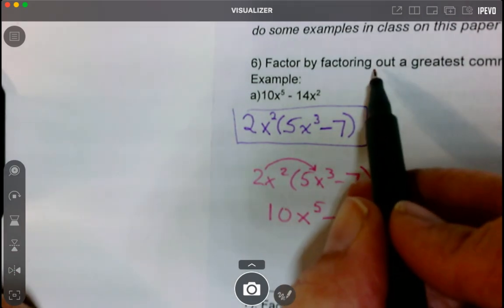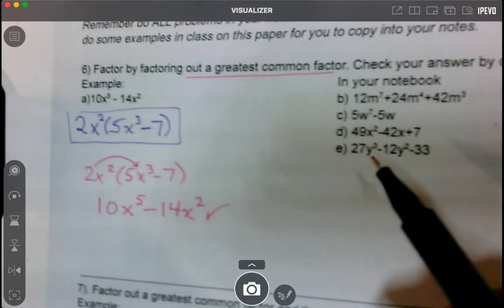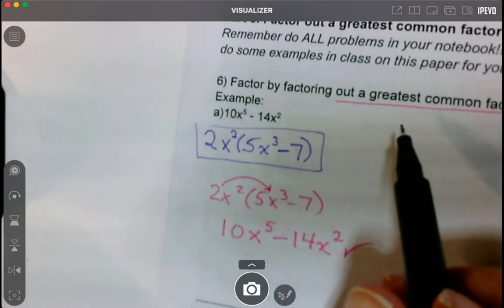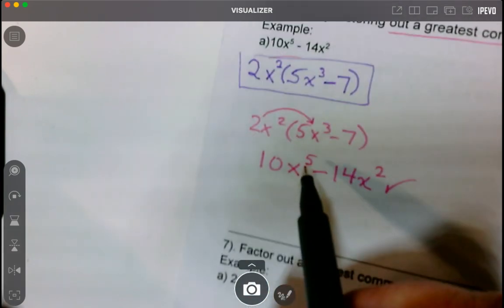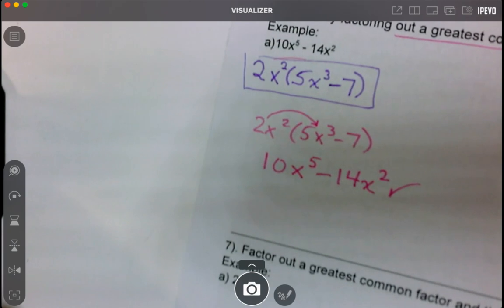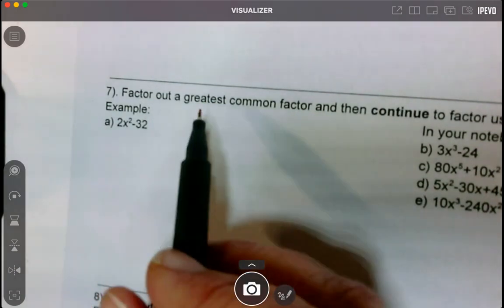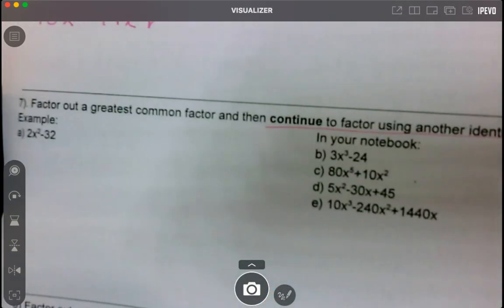So for all of these, all you're doing is factoring out a greatest common factor. You don't have to do any special big X, any identities, just factor out a greatest common factor. So it should be like one step. And then you're going to check by distributing. Because now on part 7, it says factor out the greatest common factor and then continue your factoring using an identity.